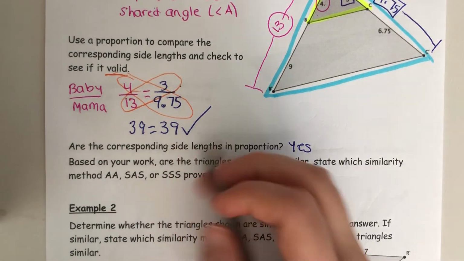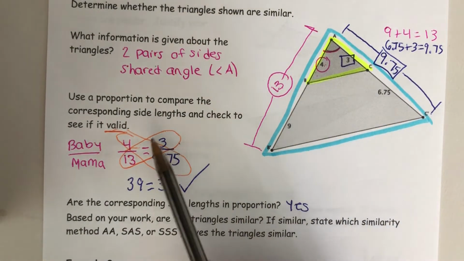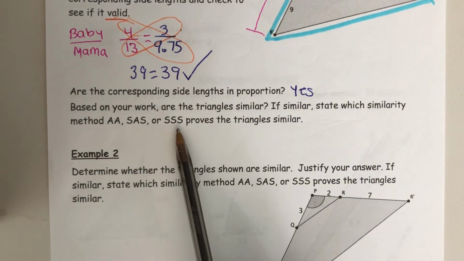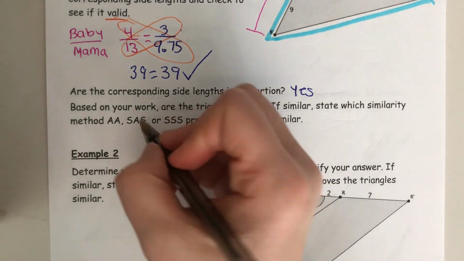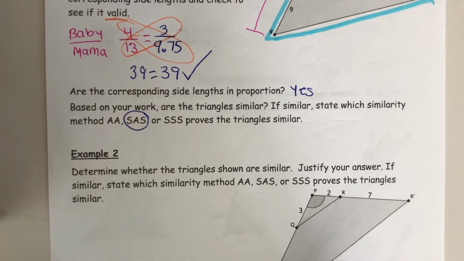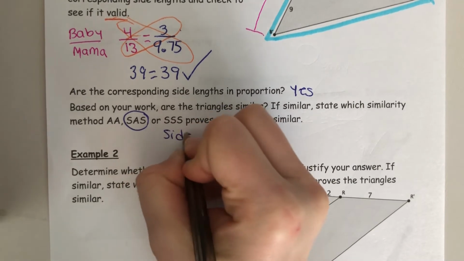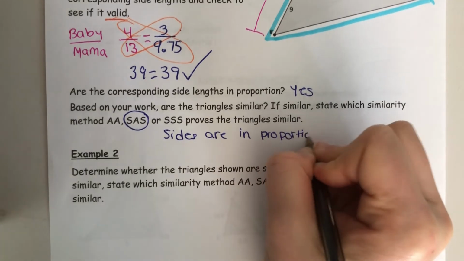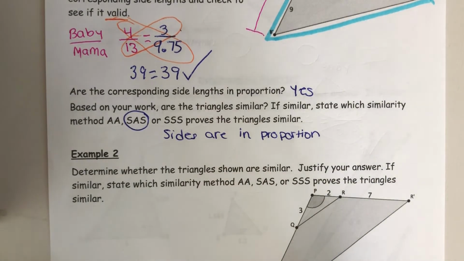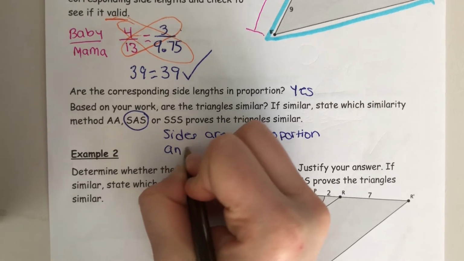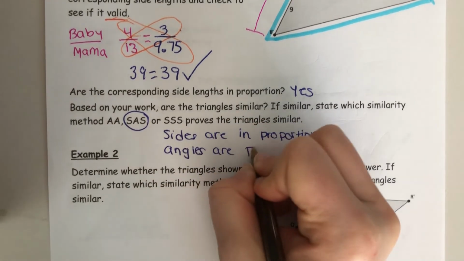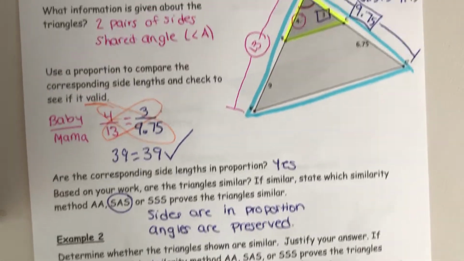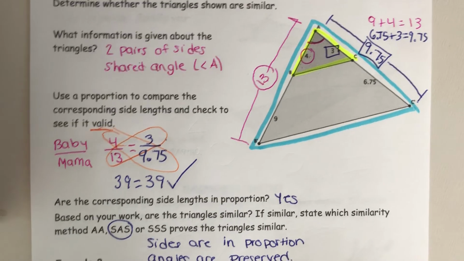So we know that the sides are in proportion, and we know that there's a shared angle. So from looking at these three methods, the one that shows that two sides and an angle is side, angle, side. So we can say sides are in proportion and angles are preserved. So now we just prove that these two triangles are similar by side, angle, side.